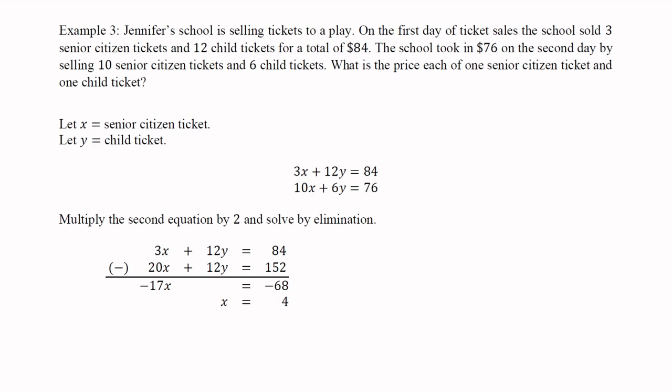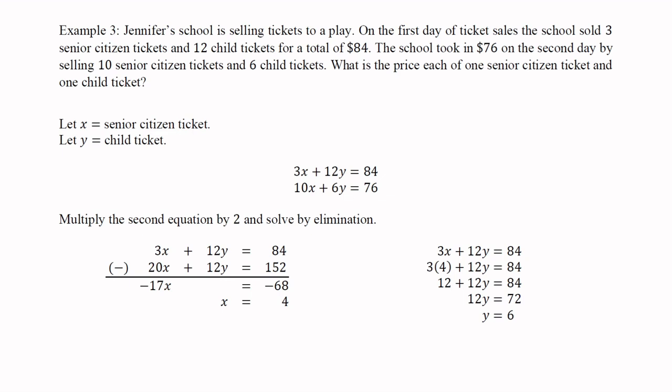Now that we have x equals 4, we're going to plug that into one of our 2 equations. We'll do the first. Plug in 4 for x. 3 times 4 is 12. Subtract 12 from each side. That gives us 12y equals 72. And then divide each side by 12 to get y by itself. So we have y equals 6.